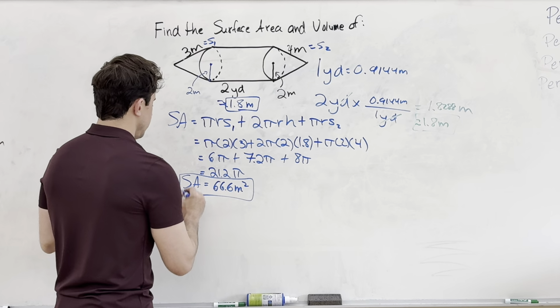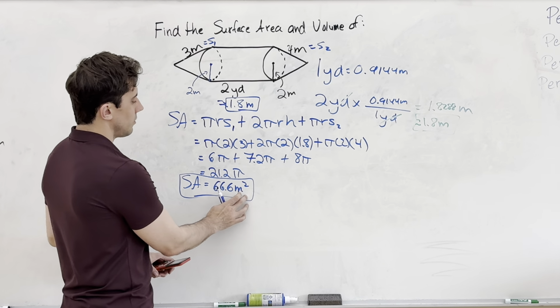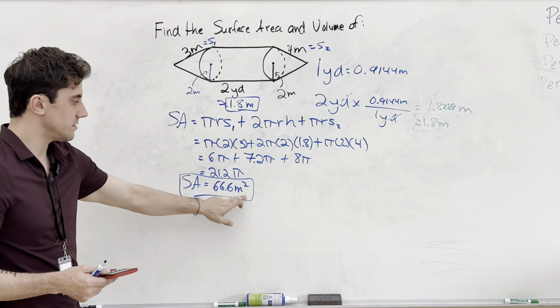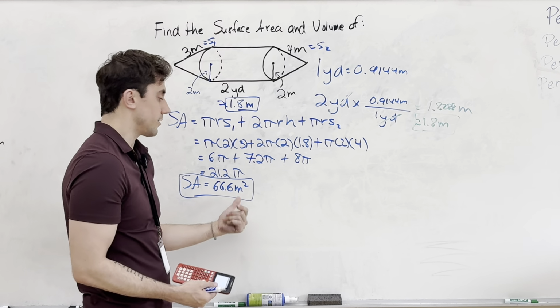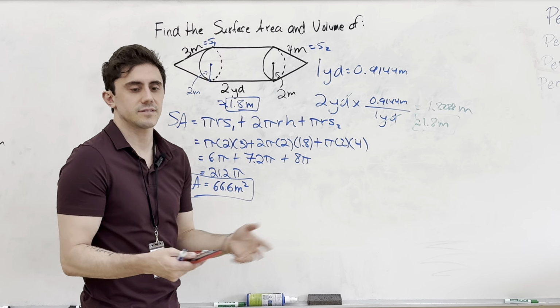And that is our surface area, okay? So we needed to get all in the same units because that surface area in the end needs to be in some squared units. It can't be some mixture of meters and yards, right? Or feet or anything else, right?